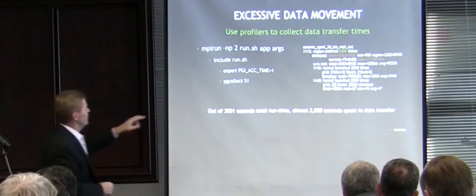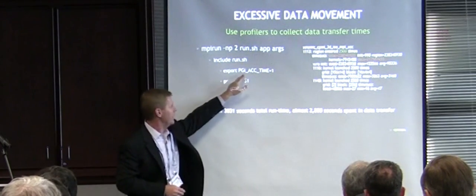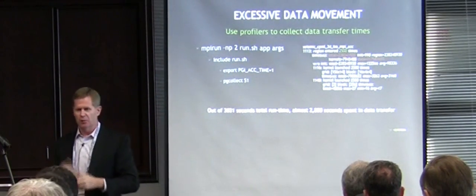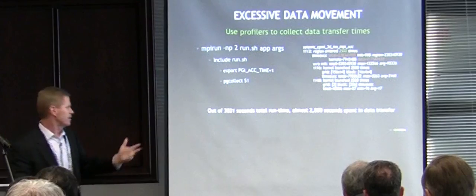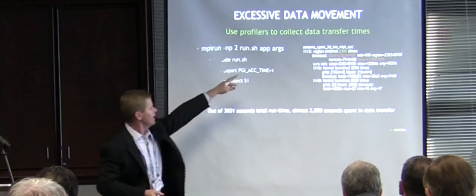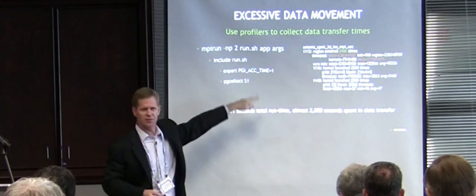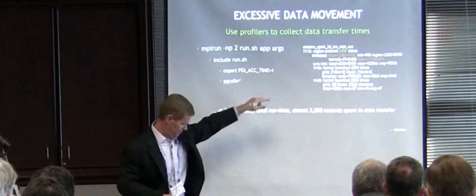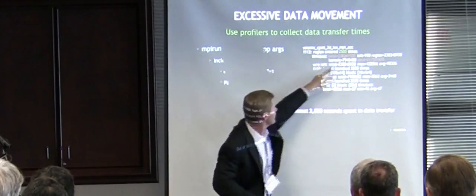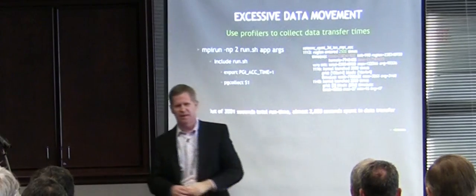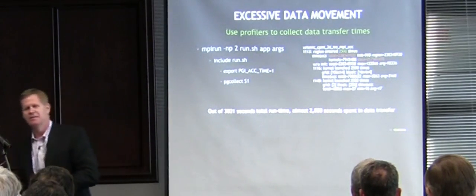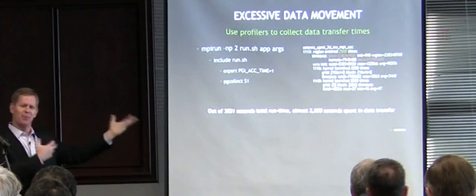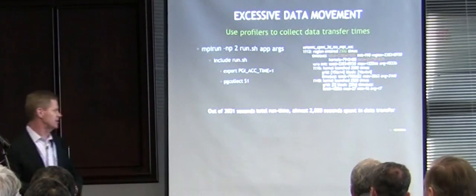The interesting thing is when you say PGI_ACC_TIME=1, it collects data that's printed like you see here. And it shows that we are in fact going through this loop 2,500 times, and of the total time here, the majority of that time was spent in data movement. The profiler actually shows this for you.